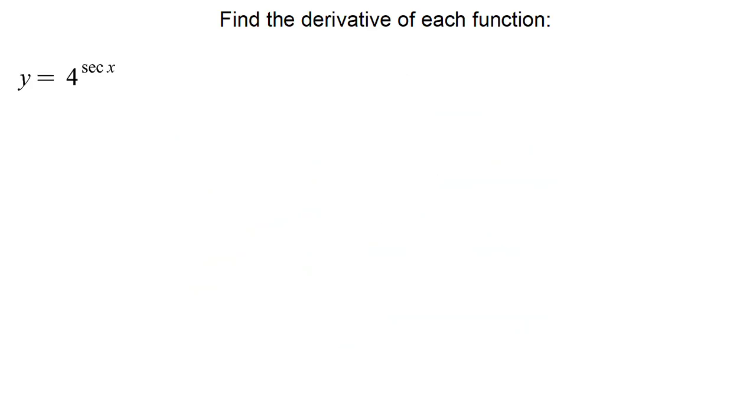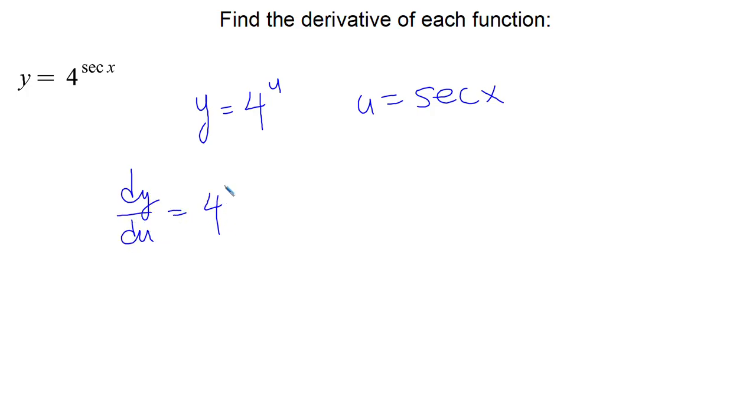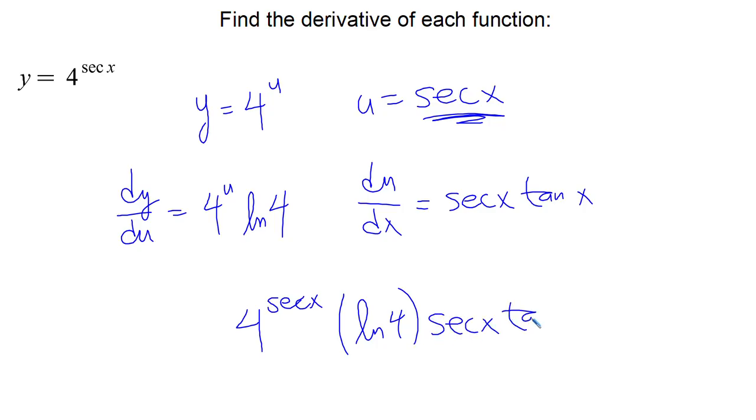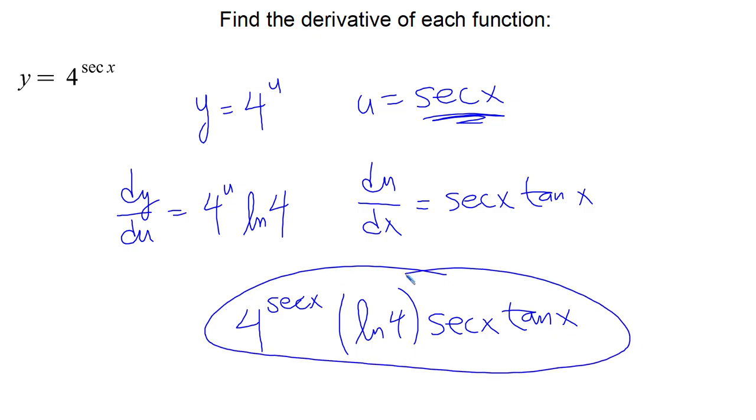For 4 to the secant x, we're just going to apply that same rule. This is y equals 4 to the u, where u is equal to secant x. So dy du is just 4 to the u times the natural log of 4. And du dx, we have a rule for secant x. Du dx is just secant x tangent x. So when we multiply dy du times du dx, we end up with 4 to the u, where u is secant x, times the natural log of 4, times secant x tangent x. And that should be our final derivative.